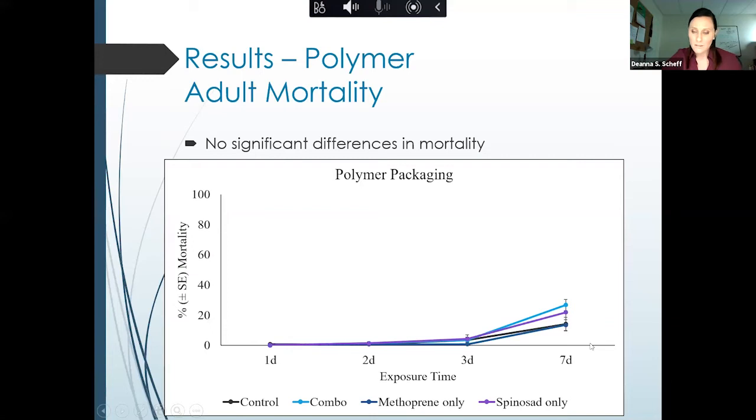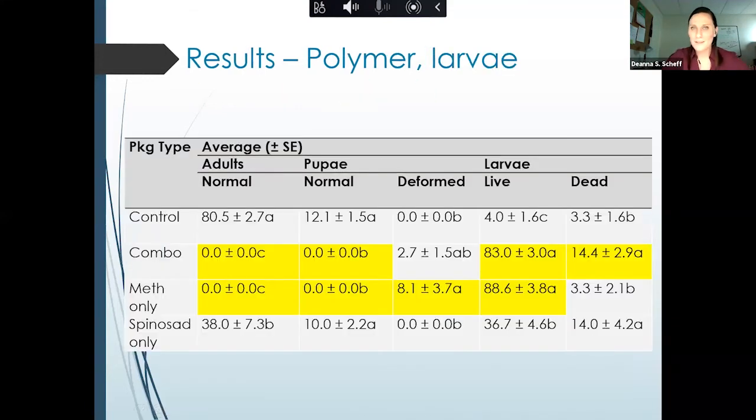And that's a little discouraging, but again, when we actually look at that larval aspect, we are very effective at controlling those larvae from making it to the adult stage. And here, with the spinosad, we do see about a 38% adult emergence, but that is significantly lower than the control. So that's roughly about a 50-ish% reduction in adult emergence, just using that spinosad only. So we are seeing an effect of that spinosad when we incorporate it into this polymer packaging material.